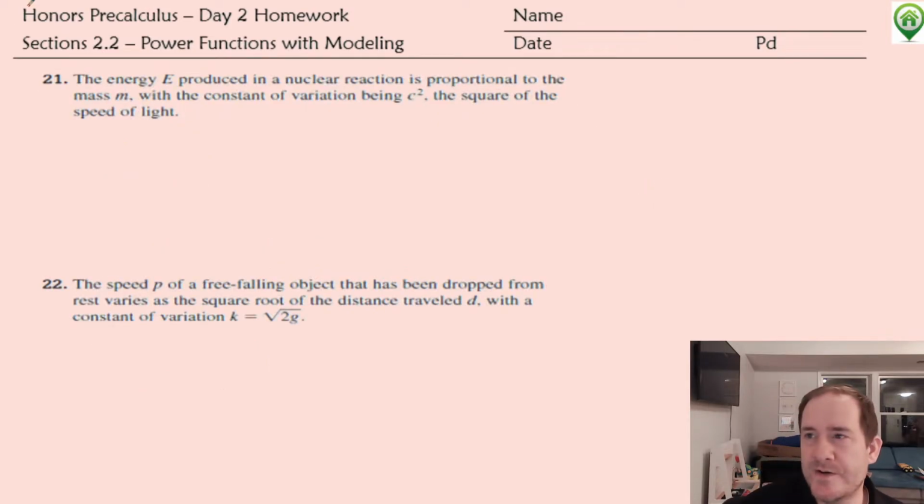Next one. The energy E produced in a nuclear reaction is proportional to the mass m with constant of variation being c squared, the square of the speed of light. Alright, fine. So energy is equal to some constant times the other variable, because this is directly proportional. So the constant of variation is your c squared. You're going to multiply that by the other variable, which is mass. And so this is our equation. But yeah, its more famous form would be mc squared.